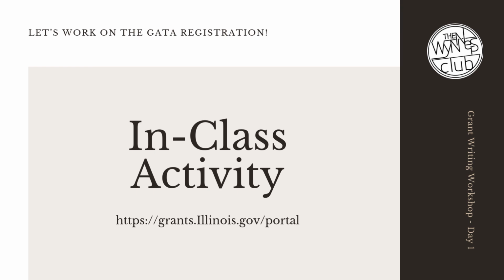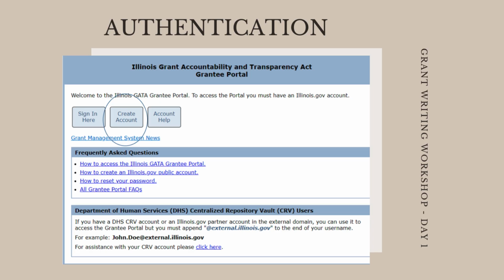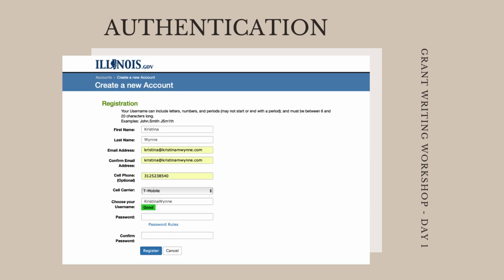Once you get to the GATA portal page, it's going to take you to authentication. You'll start by creating an account. Once you hit create account, it's going to take you to the authentication page where you're putting your information in there. First and last name, the email address that you use will be the email address that you use to log in, your phone number, and then create a password. Once you do that, you'll hit register.